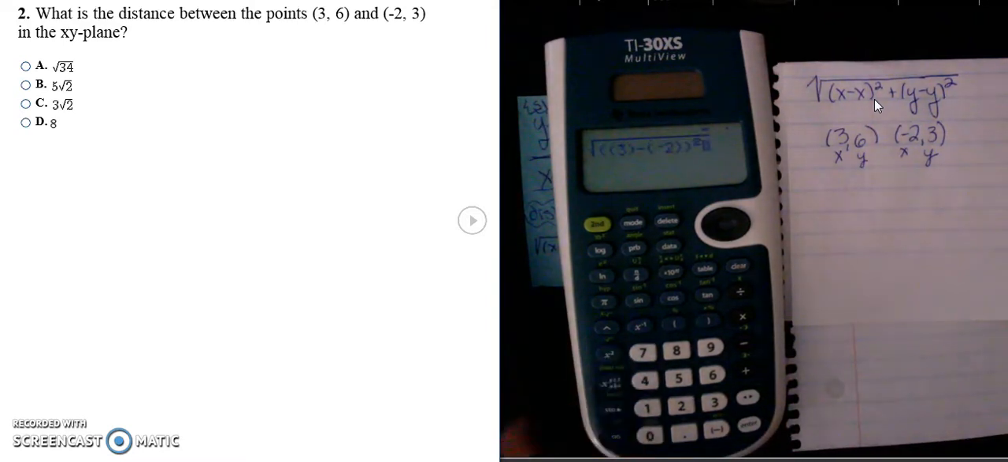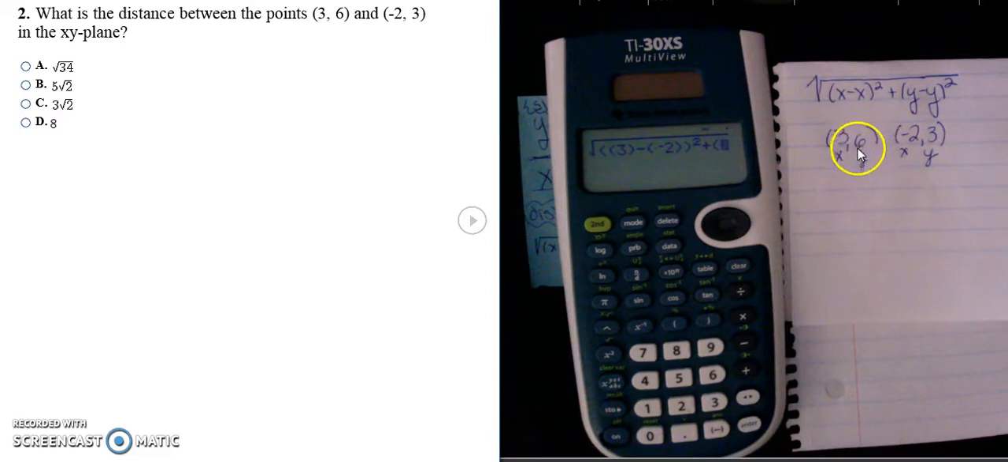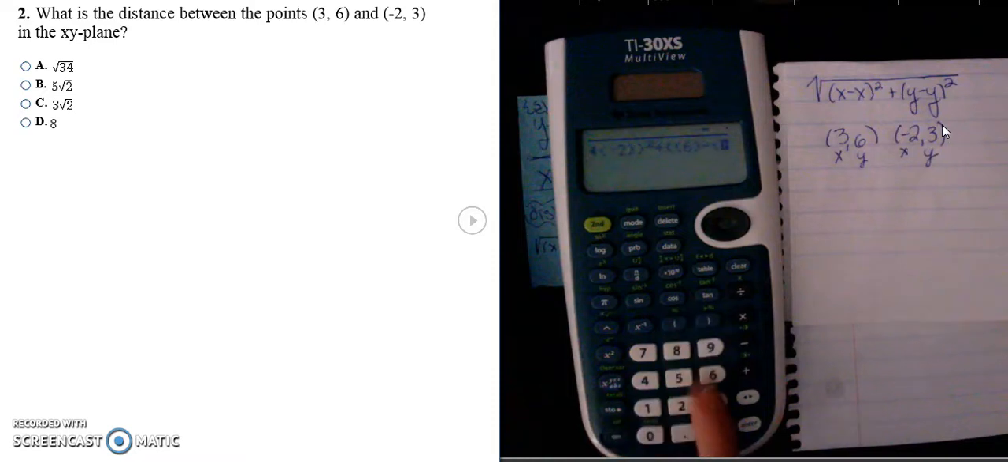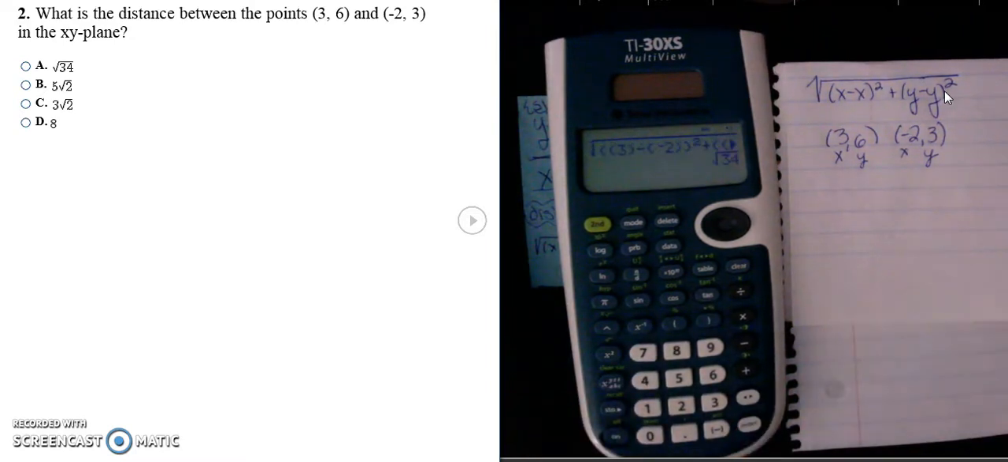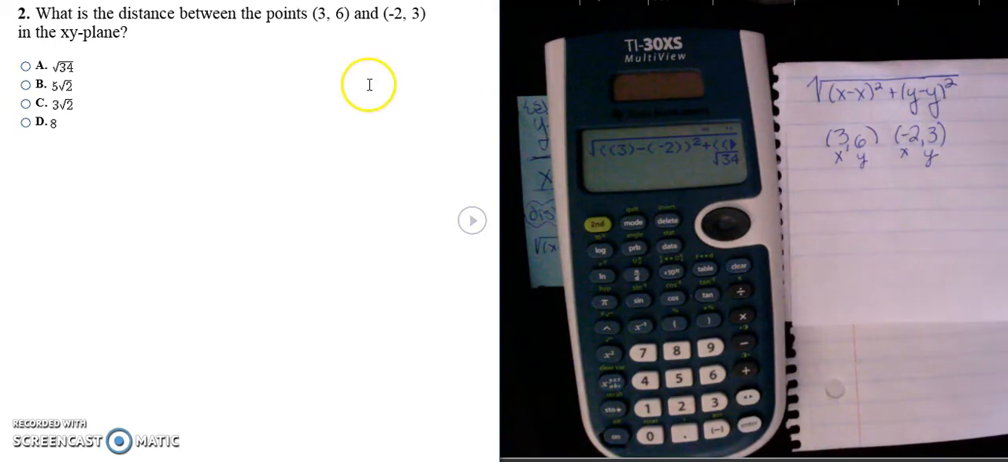Then you press squared, and then I have plus parenthesis, and then my first y value, which is 6. I'm going to put that 6 in parentheses and then minus. Then I put my second y value in parentheses, which is 3. Then I have my end parenthesis in the formula, and then I press squared, and then I press enter, and there's my answer, the square root of 34. So that's going to make A my final answer.